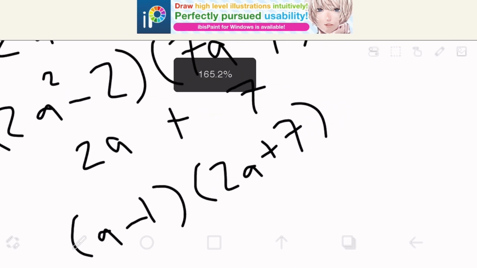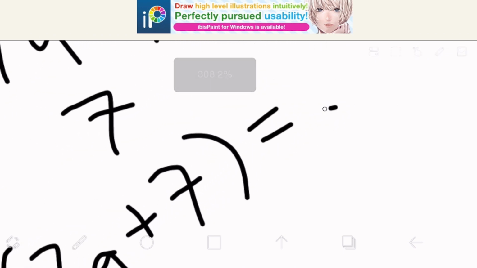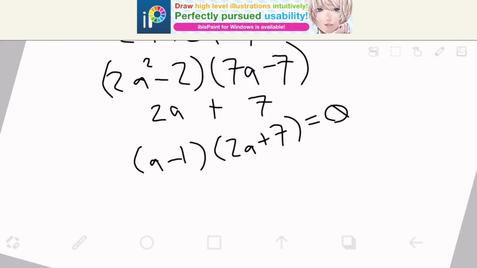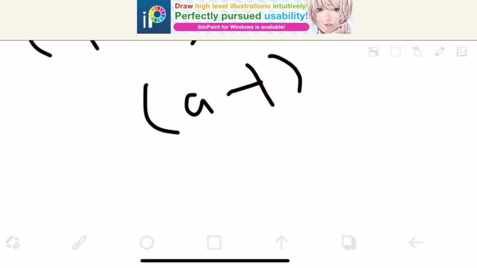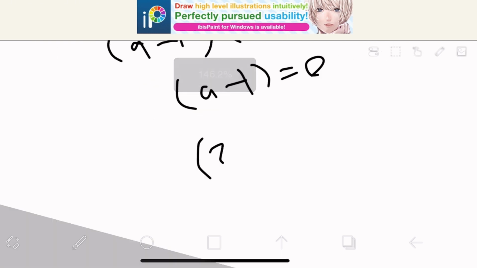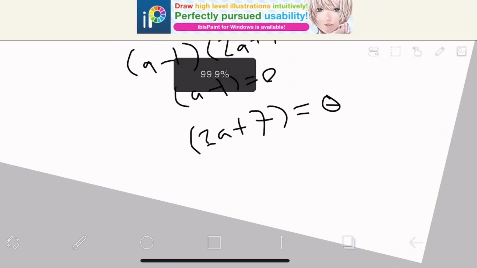Now, what would happen if we just... Oh my goodness. Yes, I know, this may look very scary, but be not afraid, for this is actually pretty easy. All you have to do is separate the equations, so I would put a-1 equals 0, and 2a plus 7 equals 0. And now you have two separate equations.